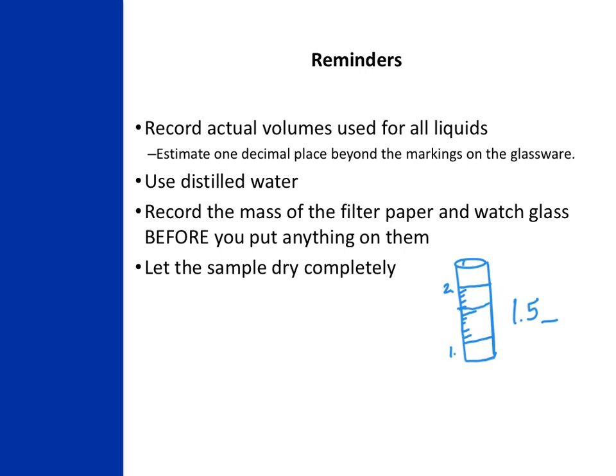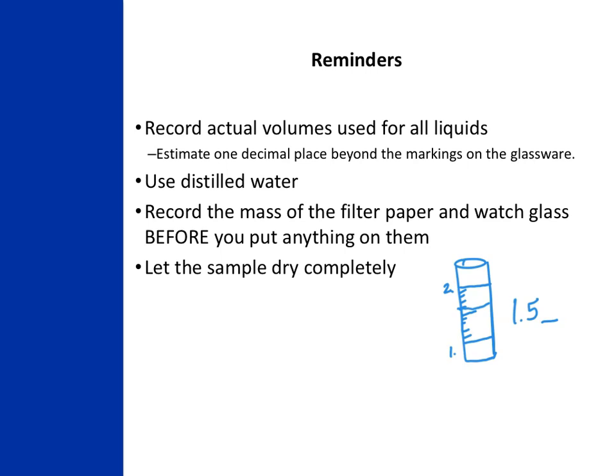You will also need to record the mass of the filter paper in the watch glass so that when you weigh the filter paper in the watch glass with your sample, you can subtract out those 2 values so that you know what the mass of your sample was. Make sure that you let your sample dry completely in the oven before you take the mass of it.